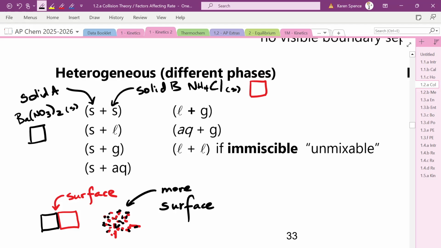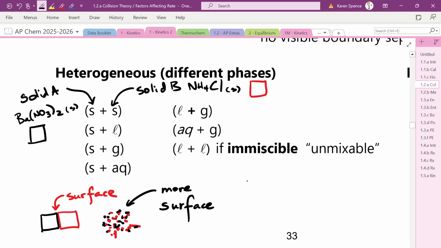I think it's fairly straightforward to know that if you have a solid and a liquid, you are going to get a surface. That seems fairly reasonable, yes? Okay. If you have a solid and a gas, is it self-evident that you have a surface? Yes. Solid and aqueous, you got a surface. I think the solids are really easy.